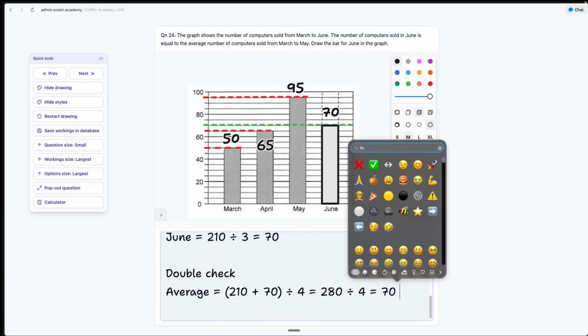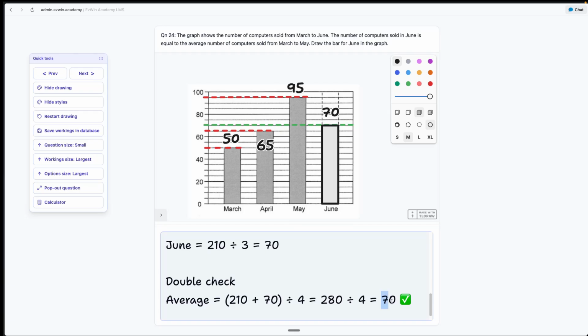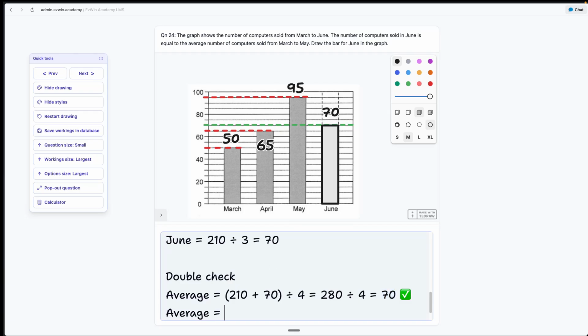I'm going to put a tick. Tick, a tick, a tick. There you go. All right. So 70, the average is the same as June. So average is equal to June. Tick as well. All right. Always double check after you finish a question. And that's it.